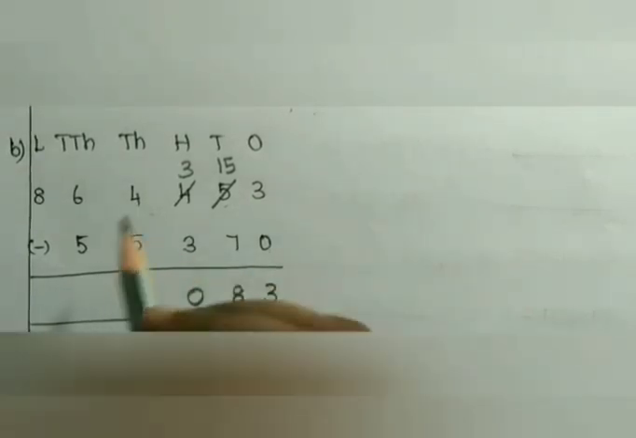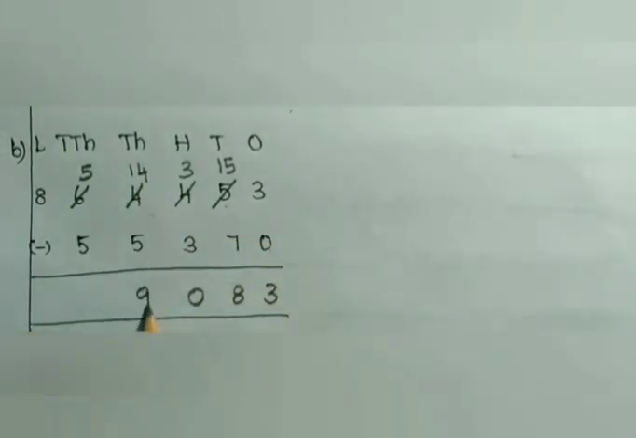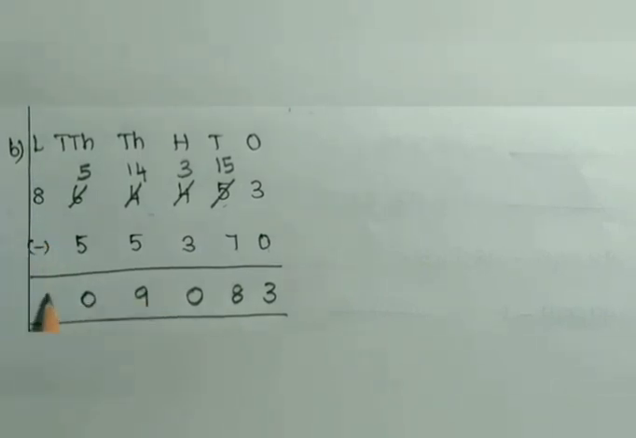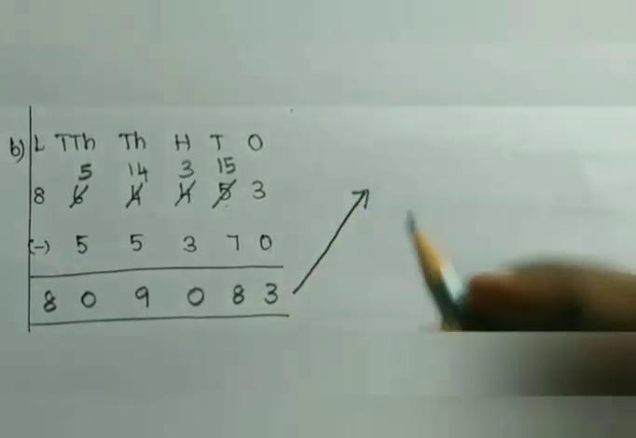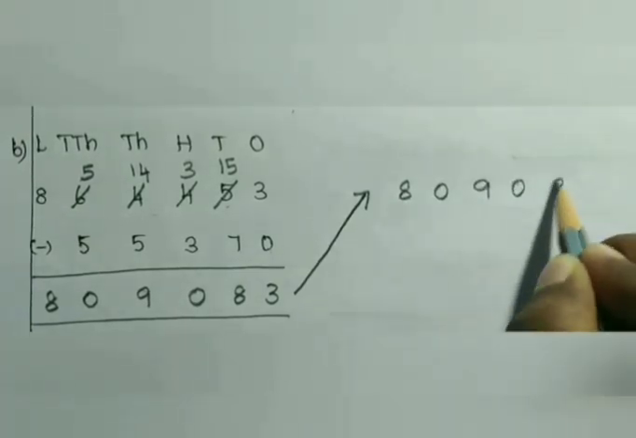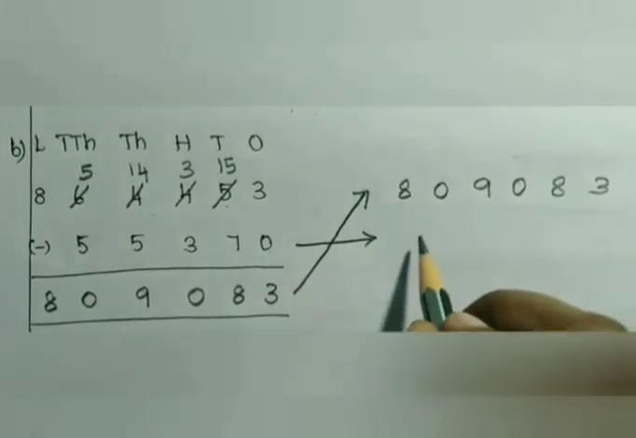4 minus 5, 4 is smaller number, so let's borrow from the 10,000s position. 6 becomes 5, 4 becomes 14. 14 minus 5, 9. 5 minus 5, 0. 8 minus 0, 8. Now the difference as the first addend. Subtrahend as the second addend.